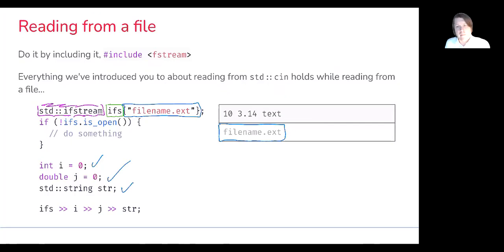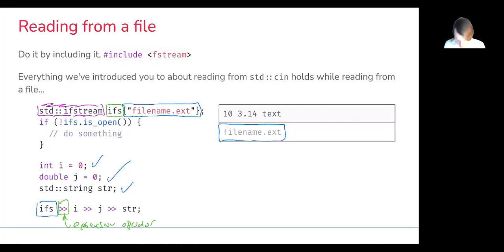Now where we're reading from is not cin. Where we're reading from is ifs. So notice here, ifs is the stream where the information is flowing from, as communicated by the extraction operator.